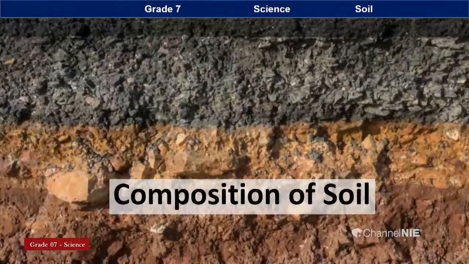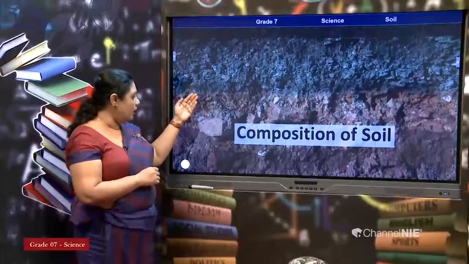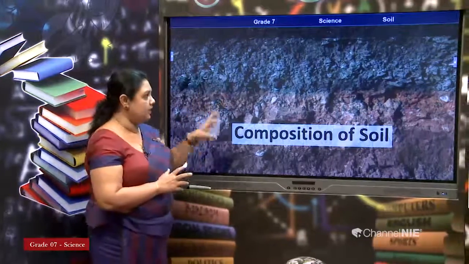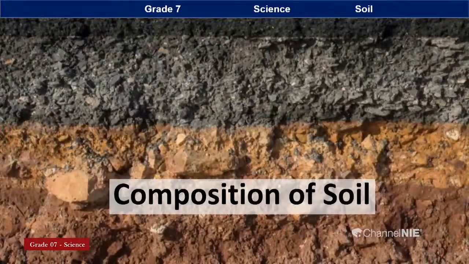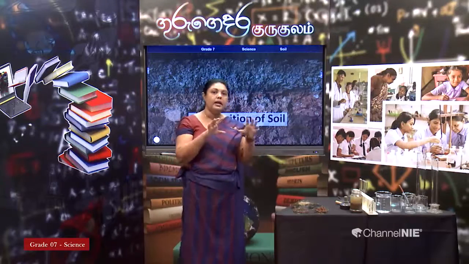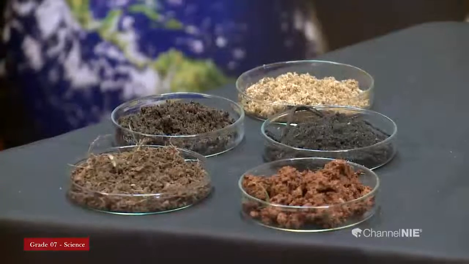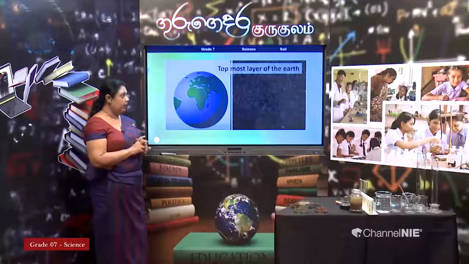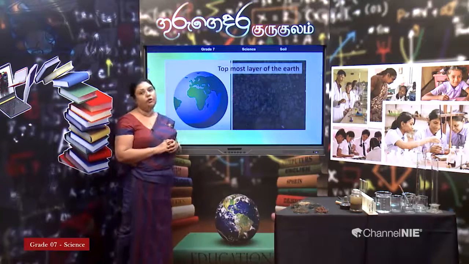Composition may be a new word. If you look at the background, children, you can see black color, brown color, different colors. That is the composition. As I showed you different colors in different ways, that is the main way the earth's crust, the topmost soil, is made. We will talk in detail about the topmost layer of the earth.